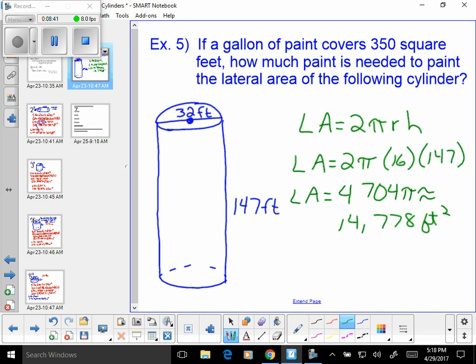Now we're not done, because yes, we found the lateral area, but note that our question doesn't say what's the lateral area, it says how much paint. Now this is what you have to do if you're going to determine how much paint you have to buy if you're going to paint a room or paint several rooms in your house, and in this case paint the outside of this particular cylindrical tank of some sort.